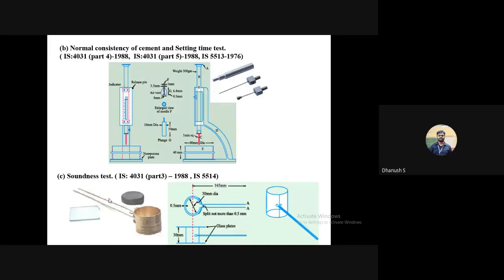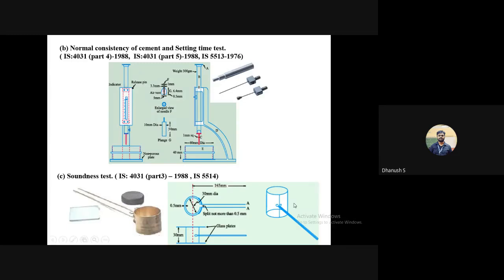Now the difference L2 minus L1, if it is more than 10 mm, it means that your cement is unsound, meaning it is not of good quality. It has a lot of unburnt lime in it. What happens when you put it at high temperature is, all this unburnt lime will hydrate, and it will form more hydration products, and the volume will tend to increase.